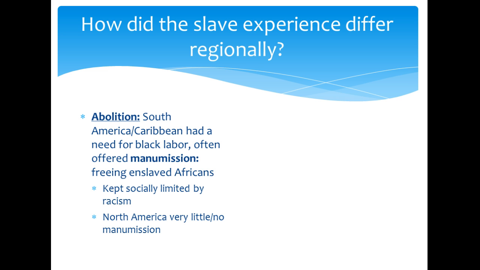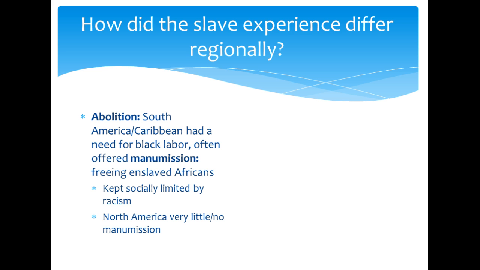In South America and the Caribbean, they had a need for black labor, so they often offered manumission, which manumission is simply the freeing of enslaved Africans. So the reason they just voluntarily freed these slaves is because a lot of the times this would help the economy. They were still kept socially limited by racism, and North America, though, didn't have this manumission.